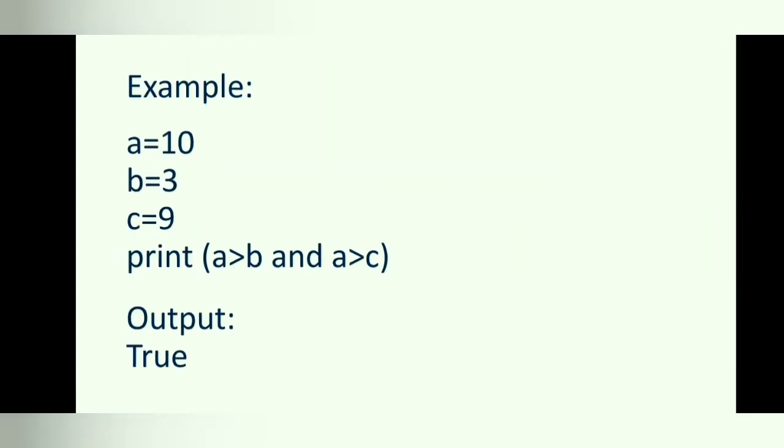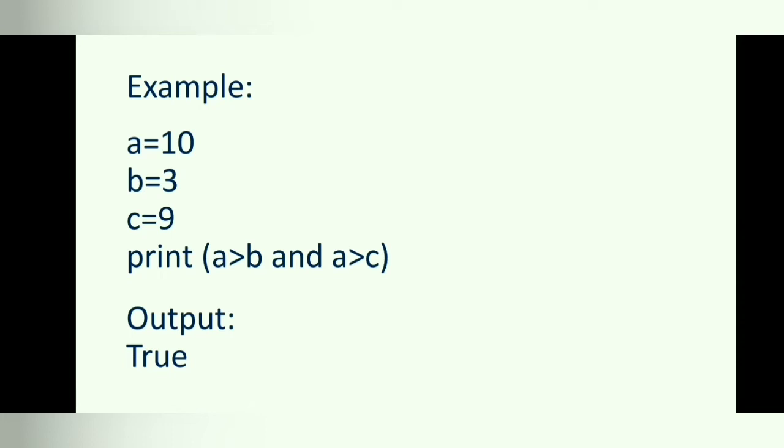Example: open Python IDE or any text editor, type this Python code and run it. 10 is assigned to A, 3 is assigned to B, 9 is assigned to C. Print A is greater than B and A is greater than C. The output will be true because both the expressions are true.